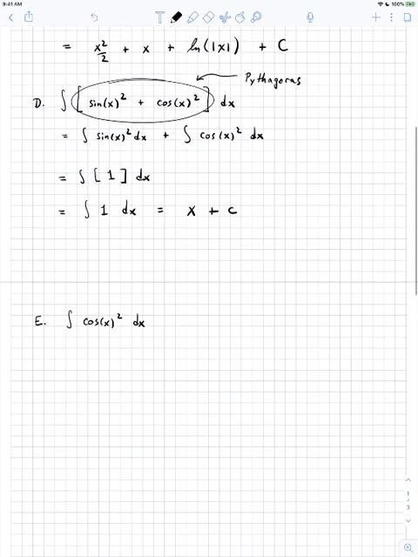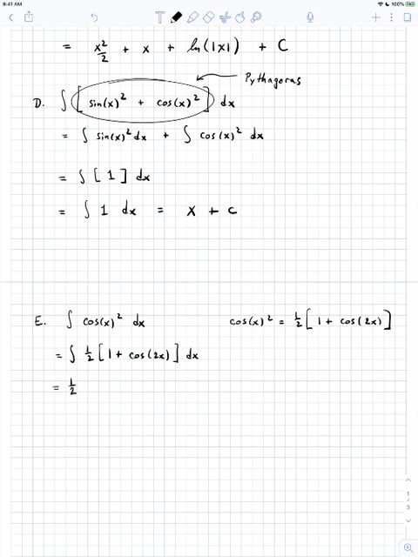What is this? Well, in order to do this, I want to make use of a trigonometric identity, namely that cosine of x quantity squared is equal to 1/2 times 1 plus cosine of 2x. So instead of integrating cosine squared, I'm going to integrate this other expression. So this is the integral of 1/2 times 1 plus cosine 2x dx. The first thing to do is to take out that 1/2. You're allowed to take out constant multiples.